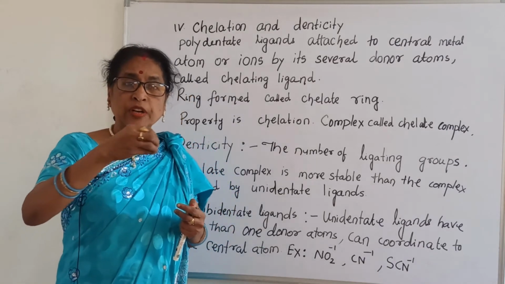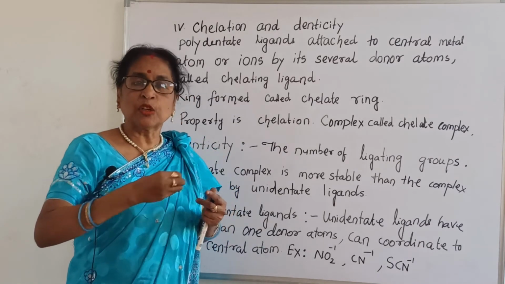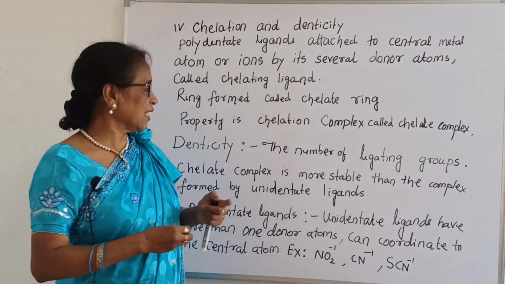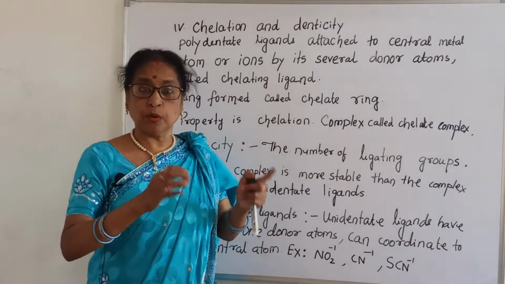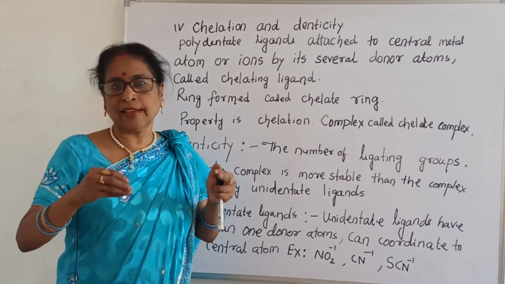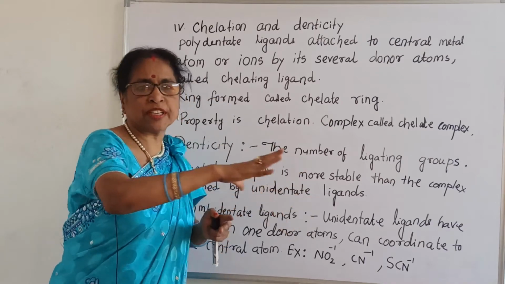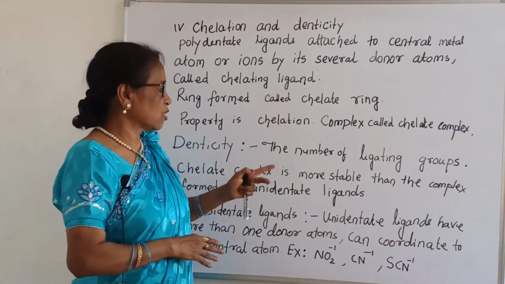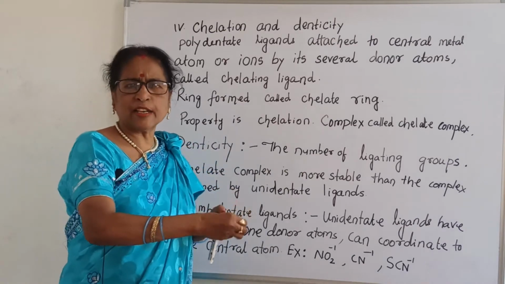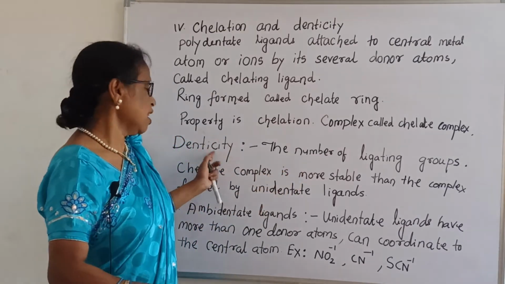Denticity means donate: how many atoms donate? If 2 atoms donate, didentate. If 3 donate, tridentate, like this. So the number of ligating groups, what you observe? If the ligand can donate 3 donor atoms to the central metal atom or ion, it is called a tridentate ligand. How to know it is tridentate, that 3 donor atoms are present, is called denticity.